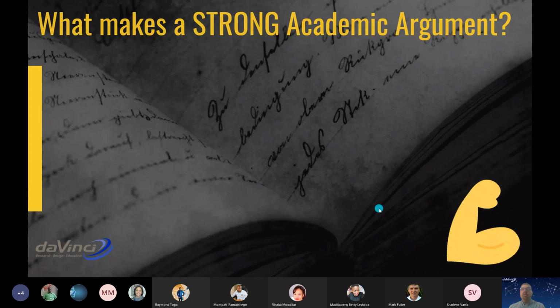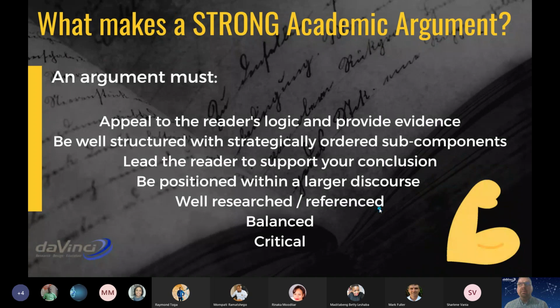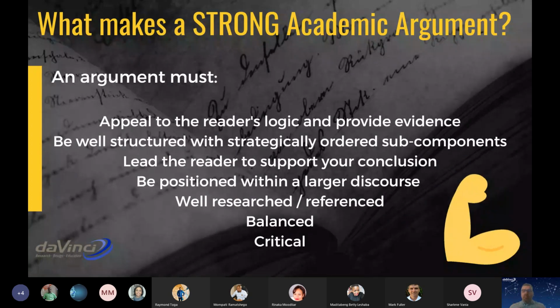Okay, so what makes for a strong academic argument? So firstly, when we are arguing, the main thing that we are trying to achieve is to appeal to the reader's logic. And part of the strategy we use to achieve that is to provide them with evidence. So the person with the best evidence, or the person that can use and present the evidence in the best way, is the victor. Your argument must be well structured with strategically ordered subcomponents.